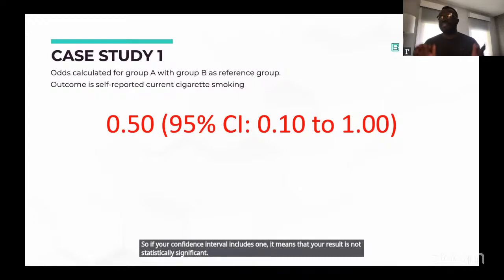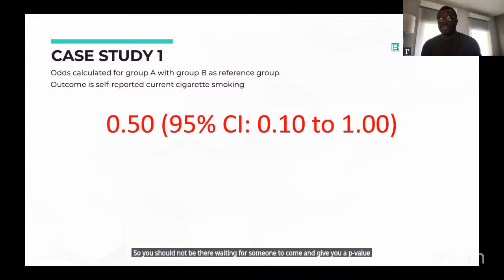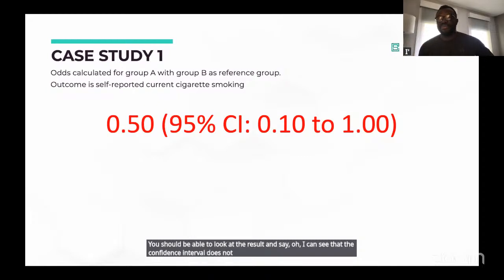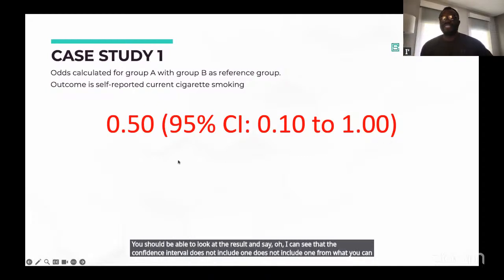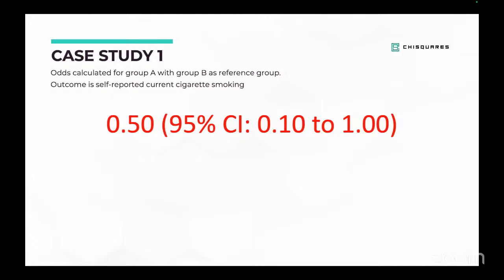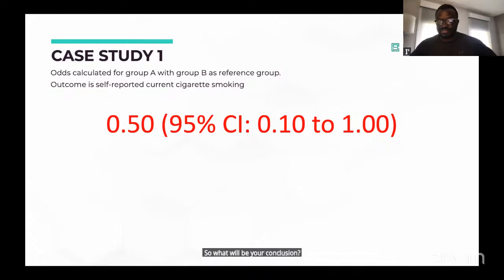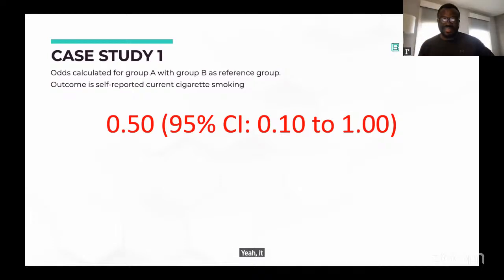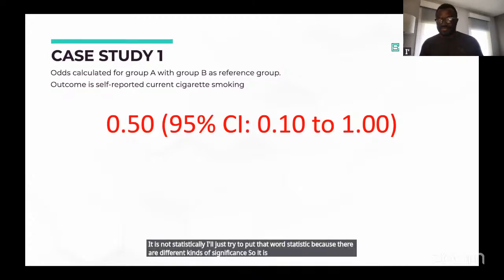So you should not be waiting for someone to come and give you a p-value before you can interpret the result. You should be able to look at the result and say, oh, I can see that the confidence interval does not include 1. Now, from what you can see here, does this confidence interval include 1? I'm specifically asking the person who asked the last question. Okay. Yes, it includes 1. So what will be your conclusion? It's not significant. Yeah, it is not statistically. Always try to put that word statistically because there are different kinds of significance. So it is not statistically significant, right?